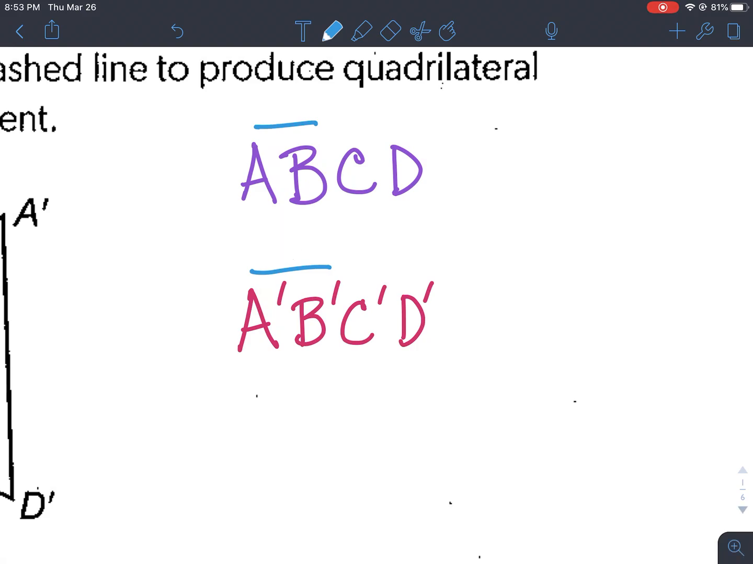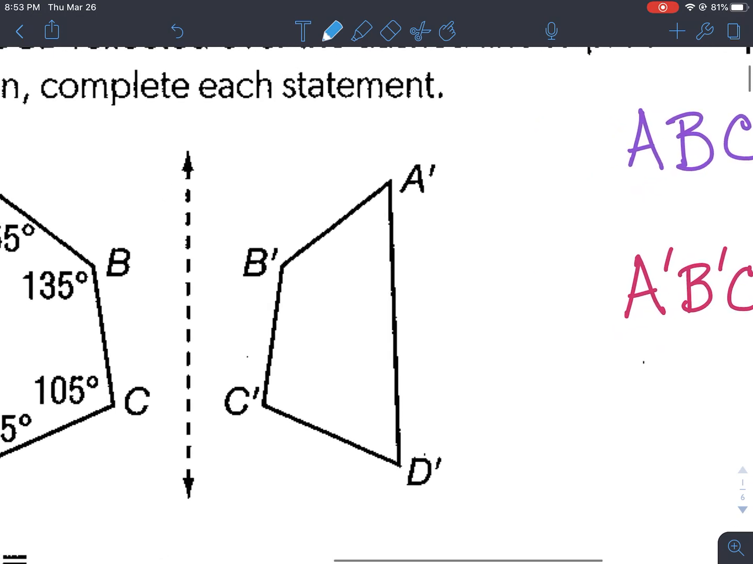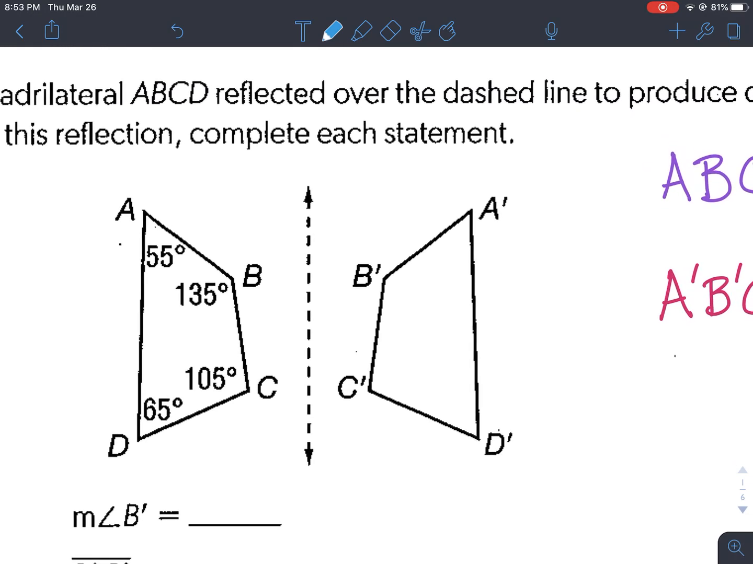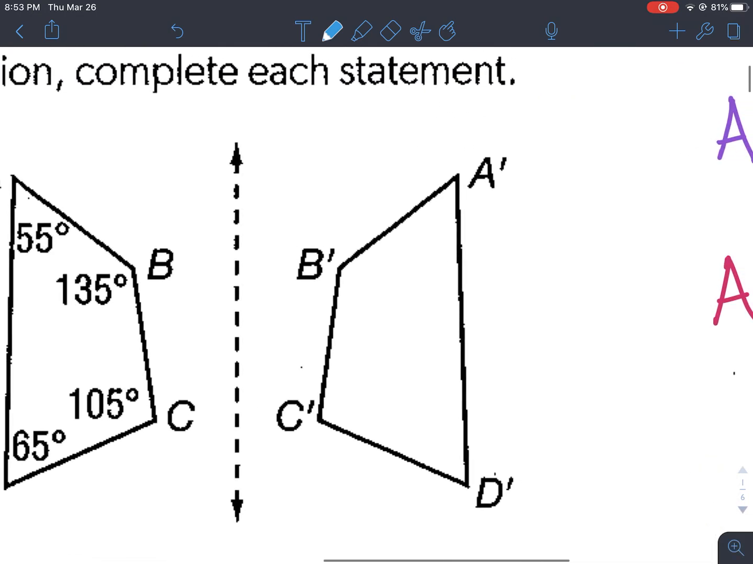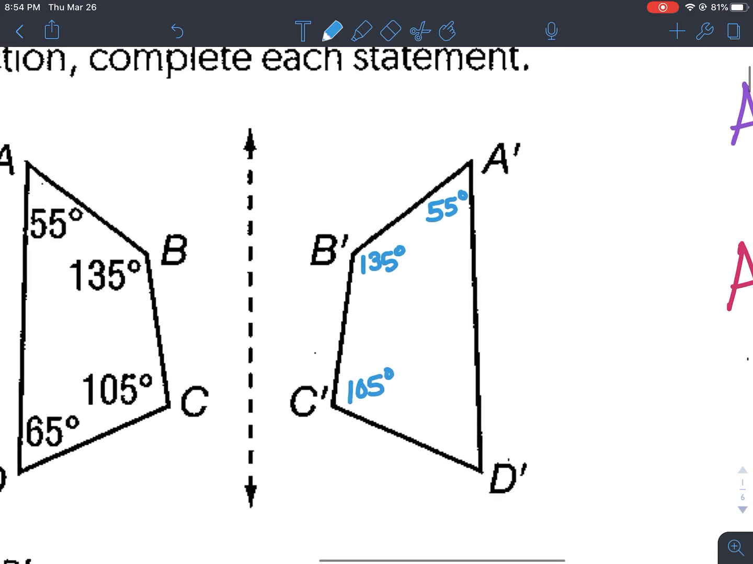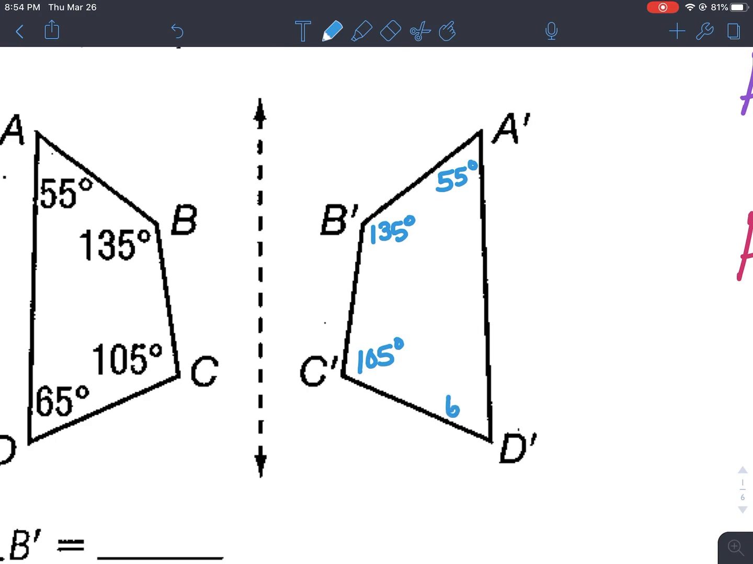So when you take a look at your two figures, if A is 55 degrees, that means A prime is 55 degrees. If B is 135 degrees, then B prime is 135 degrees. If C is 105 degrees, C prime is 105 degrees. If D is 65 degrees, then D prime is 65 degrees.